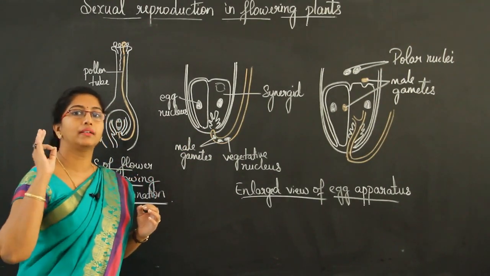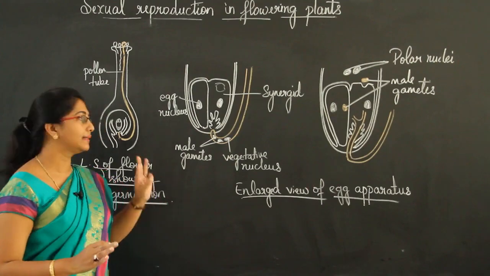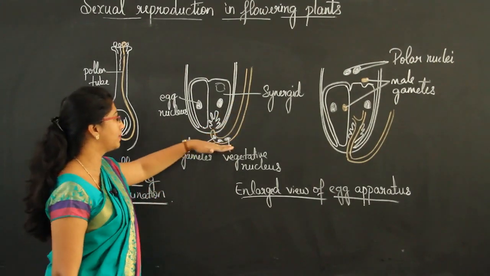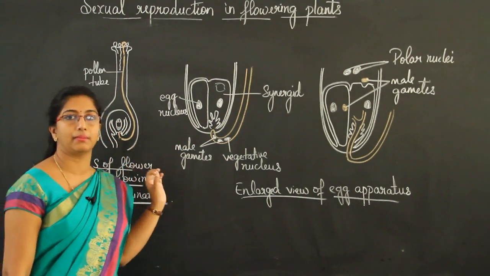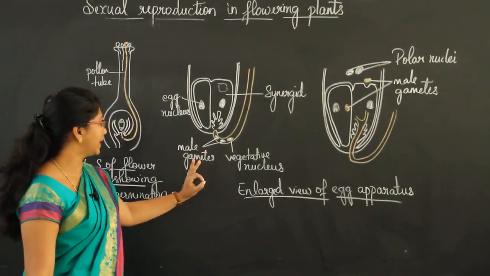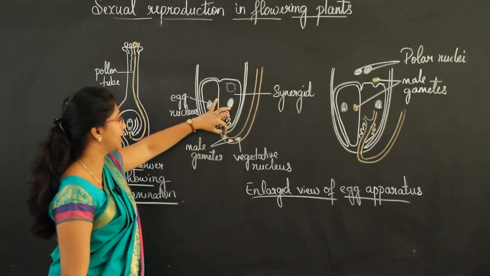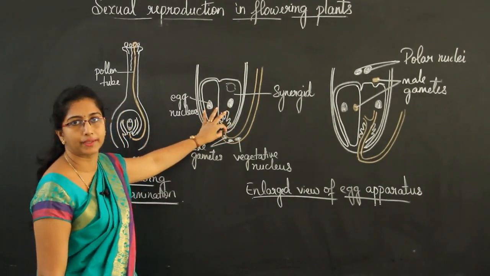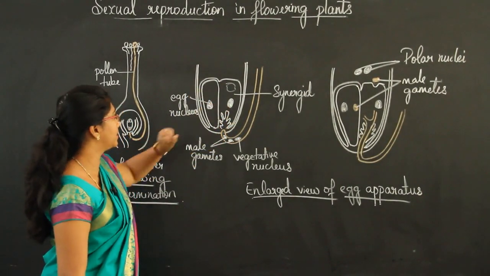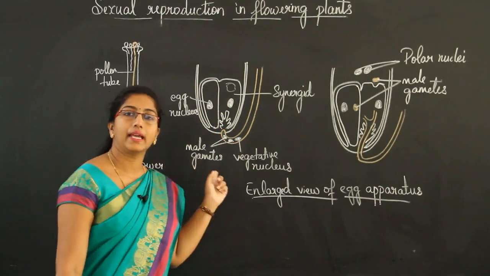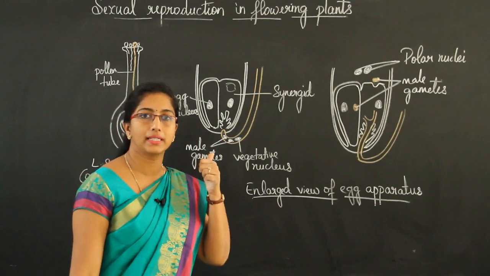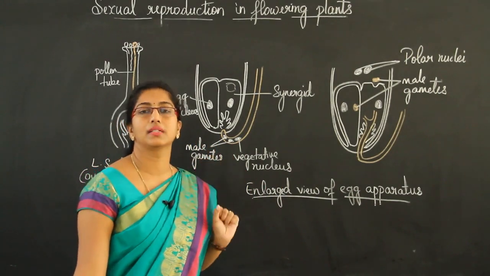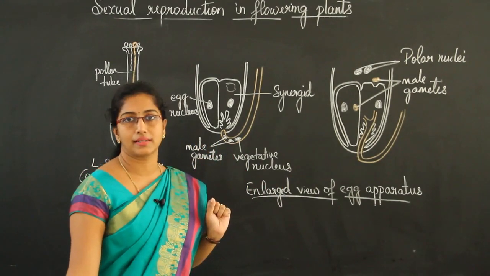So this pollen tube, which is carrying these 3 nuclei along with the cytoplasm, is reaching the micropyle, entering into the female gametophyte. See here, you can see it is just entering into the female gametophyte. Now there is one more thing you need to remember here. Egg apparatus has a set of 3 cells. One is the egg cell and 2 other cells called synergids.